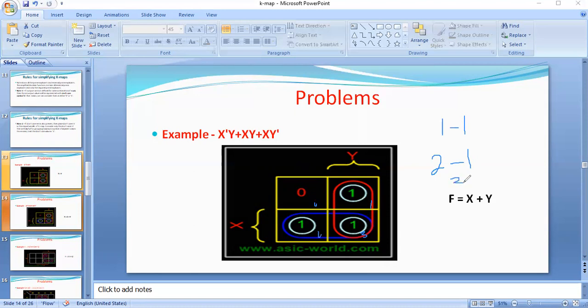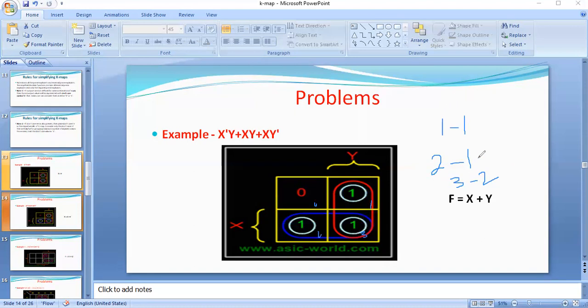Okay. And next, minterm 3. What is the total number of adjacencies? From minterm 3, 1 is adjacent and 2 is adjacent. So the total number of adjacencies is 2. Okay, so if the number of variables increases, we have to choose this method.